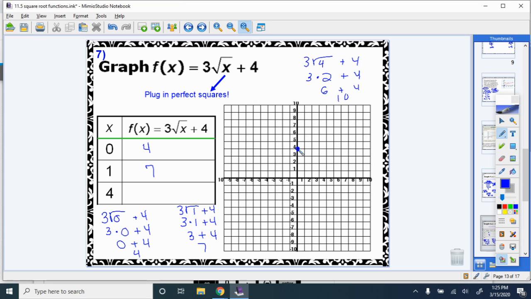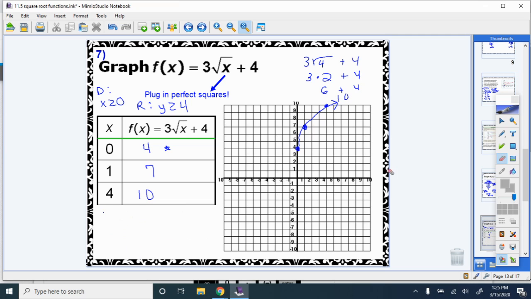Let's plot these points. (0, 4), (1, 7), (4, 10). Okay, the domain, of course, is going to be all x values greater than or equal to 0. The range is going to be all y values greater than or equal to 4. There are a few comparisons here between this graph and the parent function. You could say it translates up 4 units. And because of the 3 out in front, this is actually a vertical stretch. The curve seems much more steep or inclining much quicker. We call that a vertical stretch.